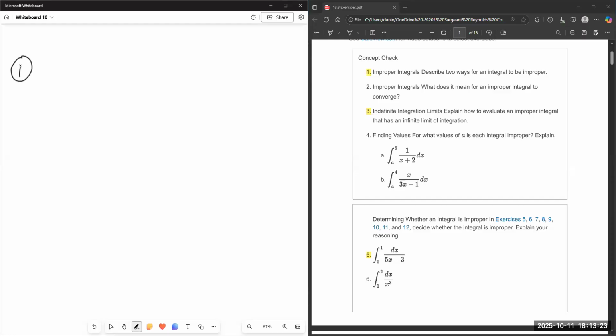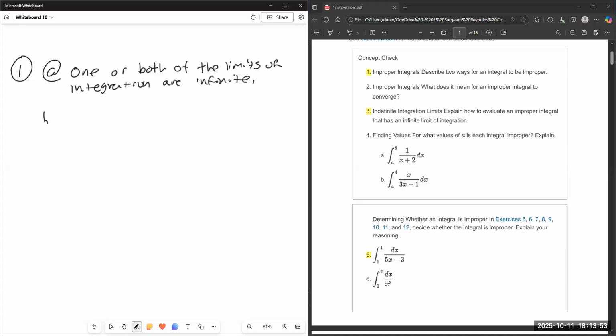So we could have option 1, one or both of the limits of integration are infinite. That's the most common type.